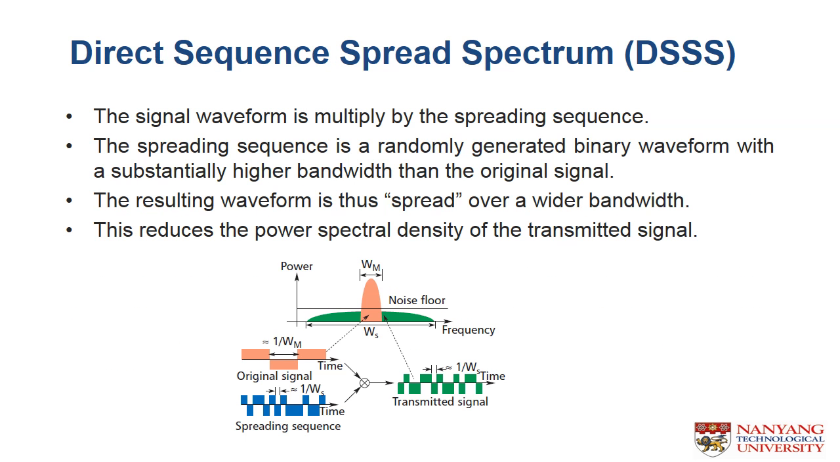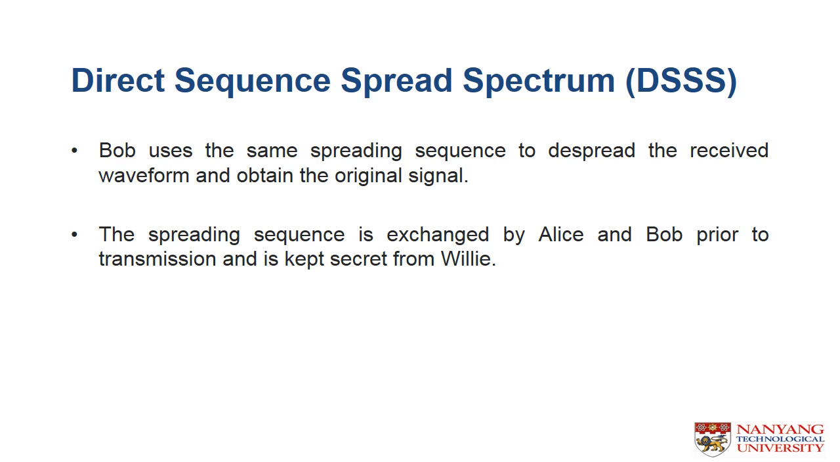In direct sequence spread spectrum, the signal waveform is multiplied by the spreading sequence. The spreading sequence is a randomly generated binary waveform with a substantially higher bandwidth than the original signal. The resulting waveform is thus spread over a wider bandwidth. This reduces the power spectral density of the transmitted signal, as you can see in the figure. Bob uses the same spreading sequence to despread the received waveform to obtain the original signal. The spreading sequence is exchanged by Alice and Bob prior to transmission and is kept secret from Willie.